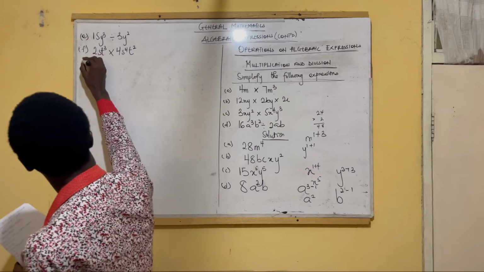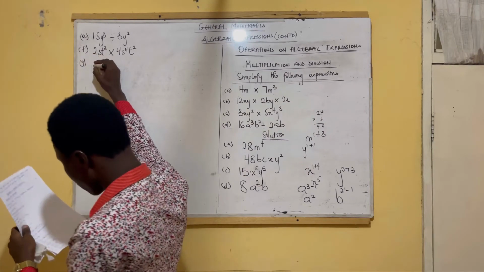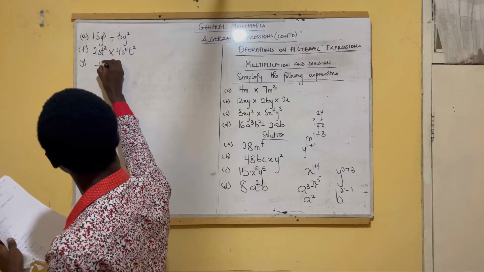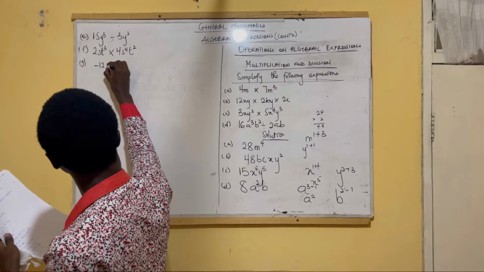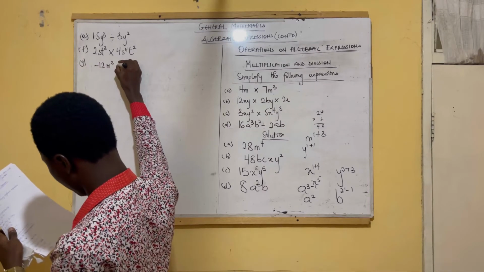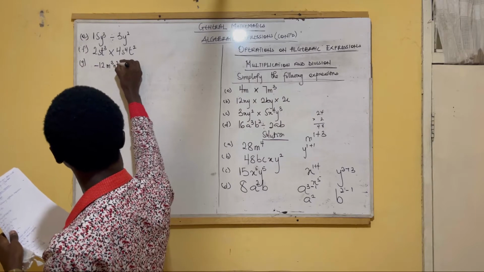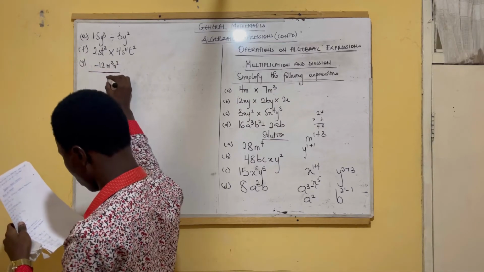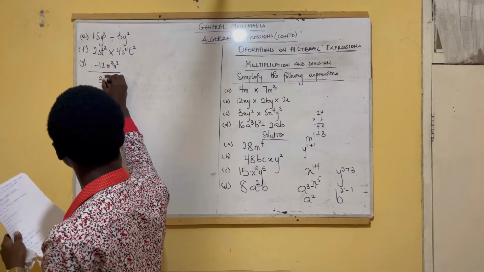And the last one, g, minus 12m3n2 all over 3mn.